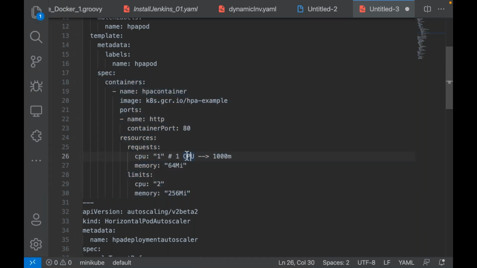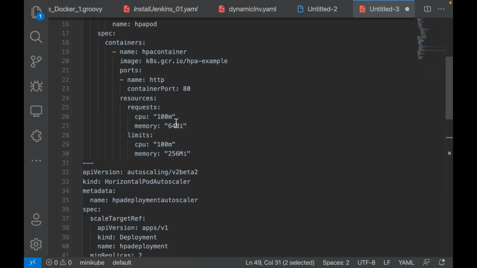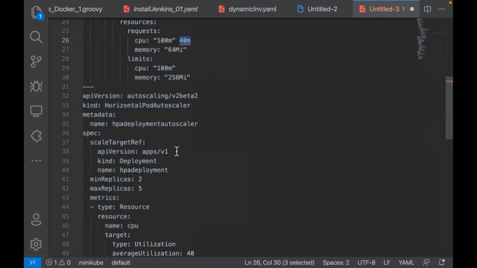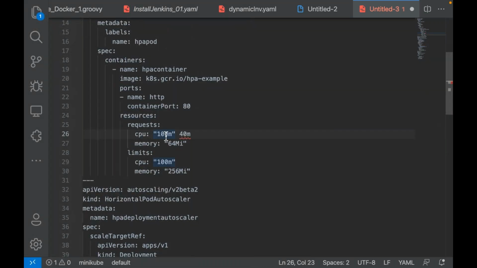So that is how it works, right? Now let me say 100 millicore, and the limit also, let's say 100 millicore. I'm saying something like this. Now I'm targeting an average of 40. So the moment it reaches 40%, what is 40% of 100 millicores? The moment it reaches 40 millicore, can I consider that the threshold? Then it will reach the threshold, right?